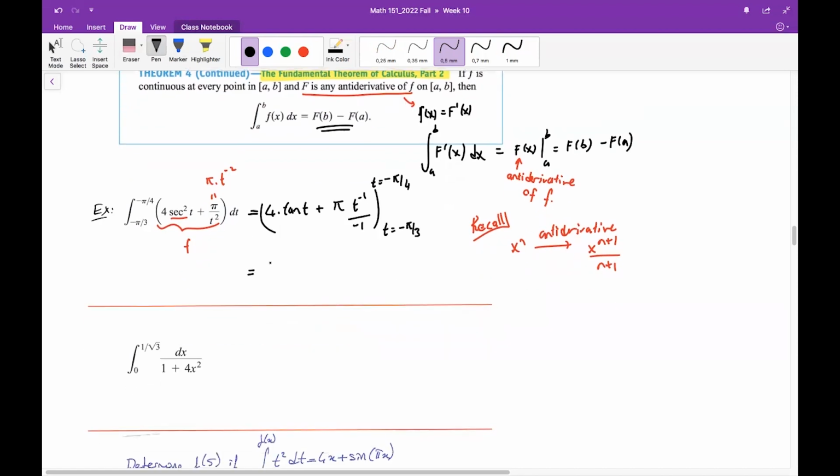Okay, then you can obtain the result as tangent minus pi over 4 plus, what is this? This is in fact minus pi over t. So instead of t, I am applying minus pi over 4. Then subtract this lower bound. 4 times tangent minus pi over 3. And then minus pi over this number, minus pi over 3 again.